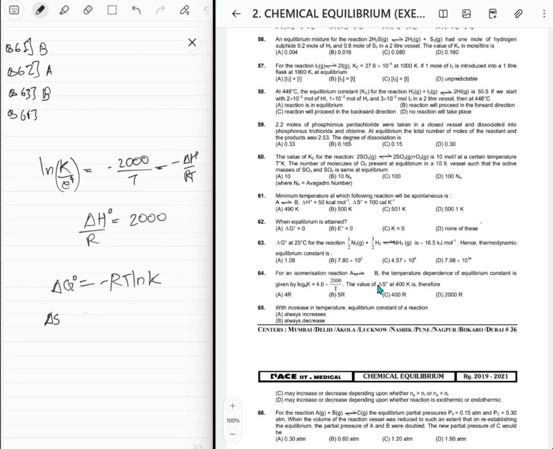Delta S, that will be delta G minus delta H upon, well, actually negative of that. So delta H minus delta T upon T. And what is this?